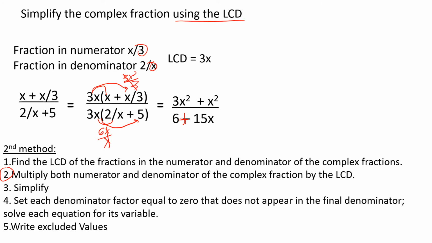From here we simplify. If you look at the numerator, we have 3x squared plus x squared, so that's going to give me 4x squared. You can't simplify anything on the bottom, right? Then the next thing we're going to do after we've simplified is set each denominator factor equal to 0 that does not appear in the final denominator. Of course, you can always see if you can reduce. Okay, I should put that step in there. So set each denominator factor equal to 0 that does not appear in the final denominator and solve each equation.